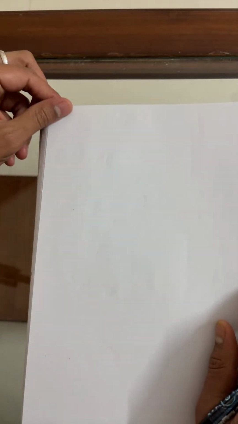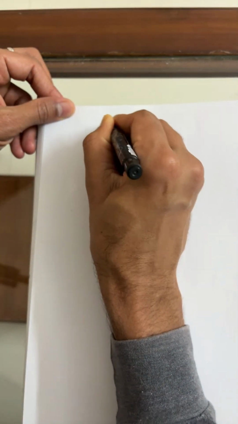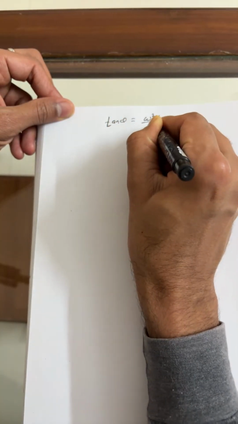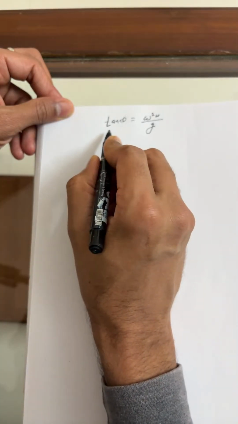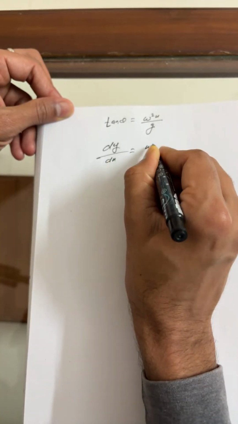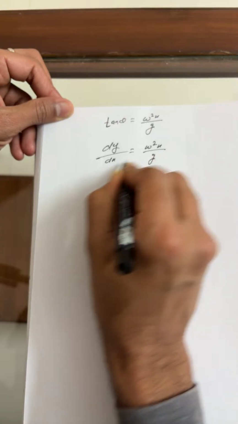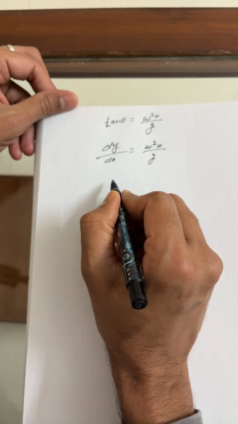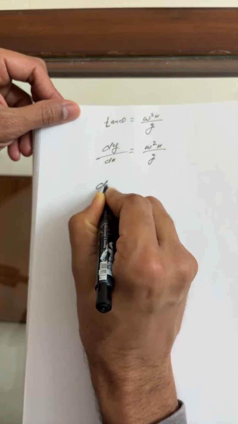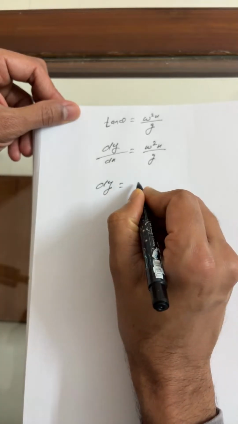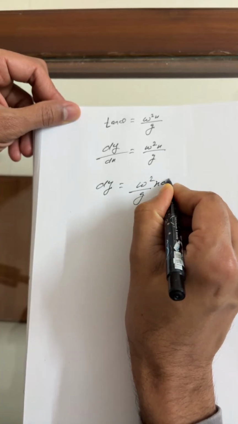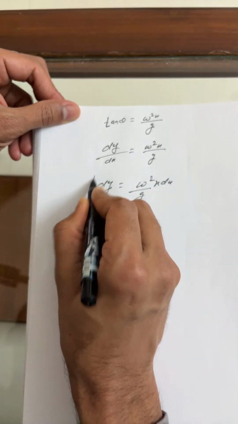So now you can write tan theta is omega square x by g, and tan theta is nothing but the slope. So you can write dy by dx is equal to omega square x by g. Now students, just apply the concept of variable separable. So dy is equal to omega square by g into x dx. Just integrate both sides.